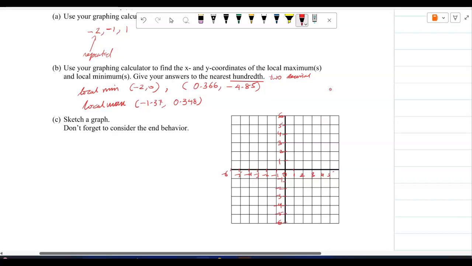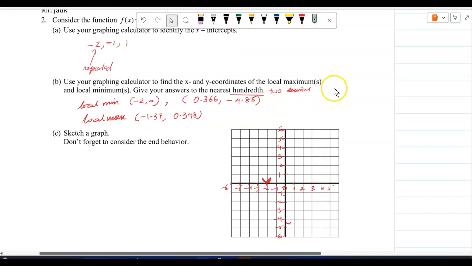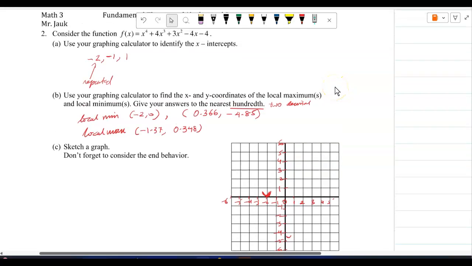So this would be minus 2, 0. This is just bouncing off of this, correct? It's like this. Local minimum. This is 0.366 and minus 4.85 here. What are my intercepts? Minus 2, we should already have. Minus 1, so it's cutting here. And then 1, it's cutting here like this.